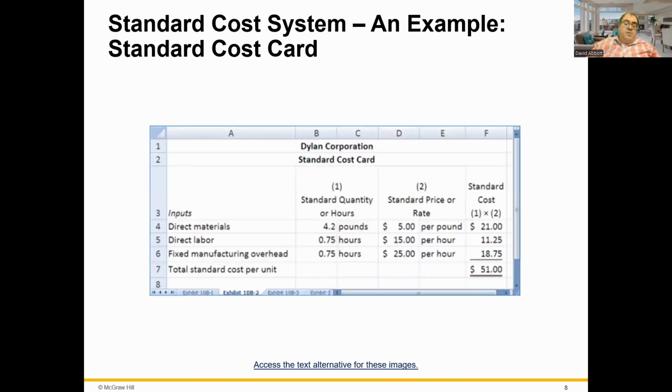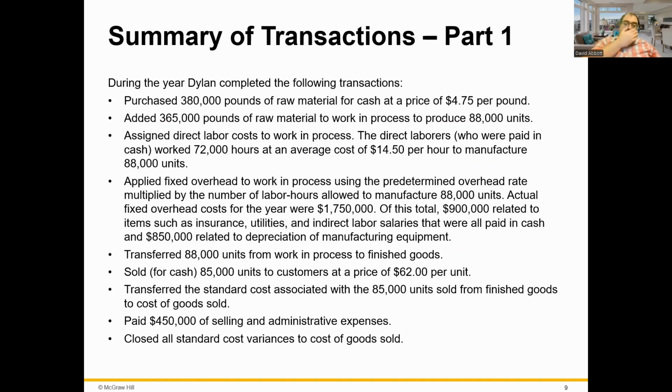If we look at our standard cost card, we see that the total cost per unit is $51, because we have our direct materials, our direct labor, and then we said that everything in regard to manufacturing overhead was fixed. And then they completed some various transactions during the year. They purchased materials, they added materials to the work in progress, and they paid expenses and so on and so forth.